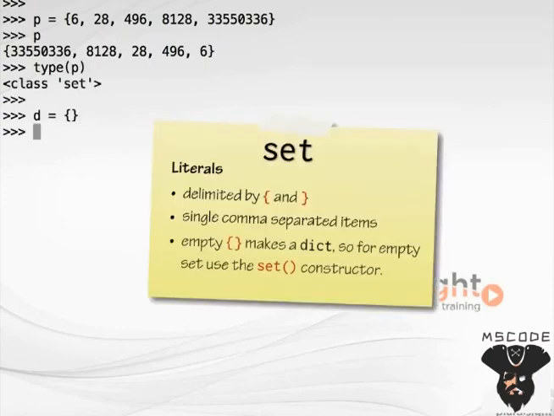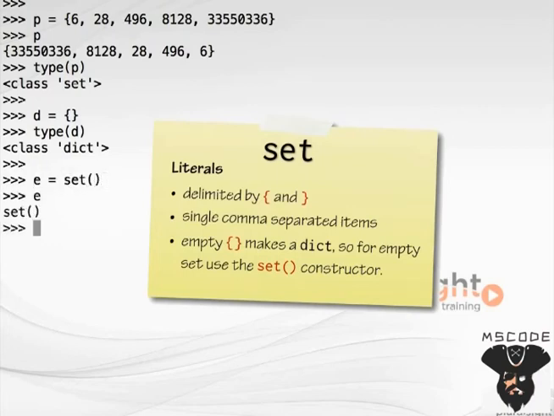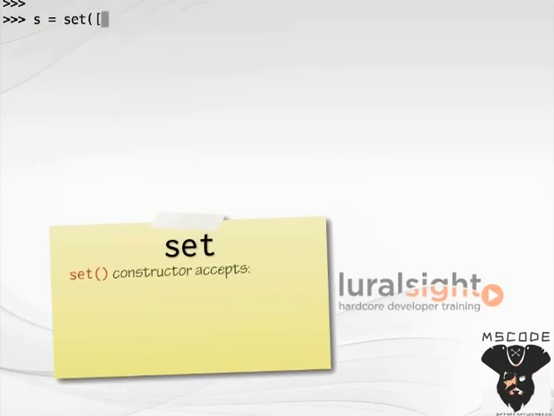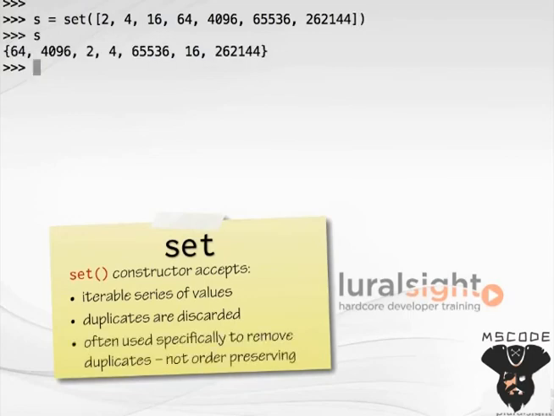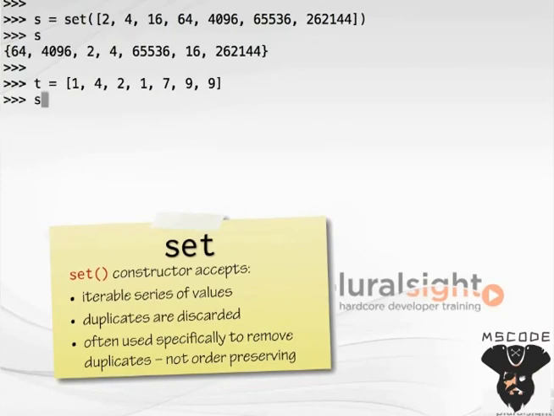Recall that empty curly braces create an empty dictionary, so to create an empty set we must resort to the set constructor, with no arguments. This is the form that Python echoes back to us too. The set constructor can create a set from any iterable series, such as a list. Duplicates are discarded. In fact, a common use of sets is to efficiently remove duplicate items from a series of objects. Here we remove duplicates from the list 1, 4, 2, 1, 7, 9, 9, resulting in the set 1, 2, 4, 7, 9.